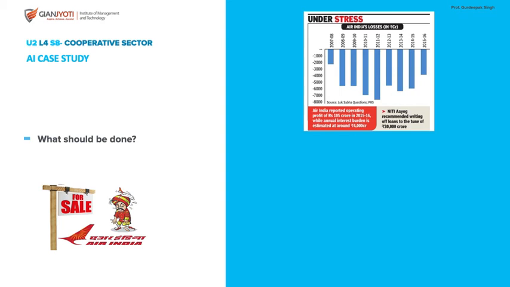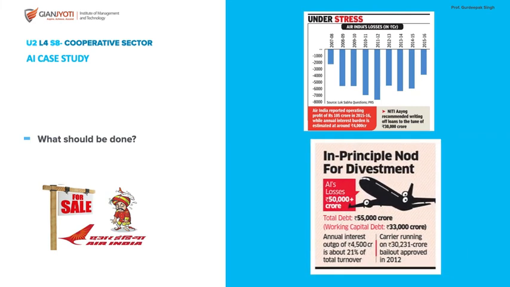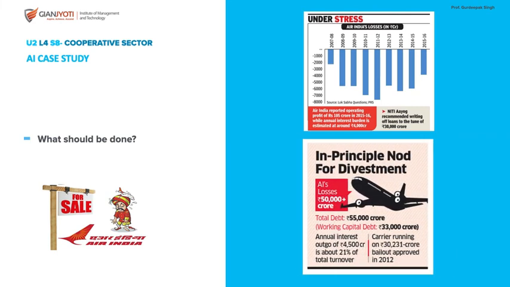Recently Niti Aayog even waived off their loans to the tune of 30,000 crores. But still, it has been in losses. And when I say 30,000 crores, that is the public money, the tax money, your and my money. So, as on today, the government has already decided for disinvestment.